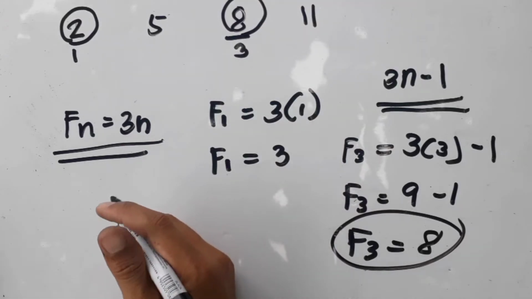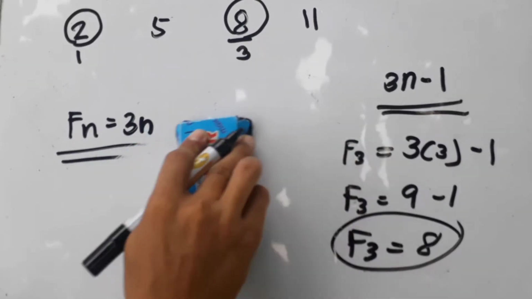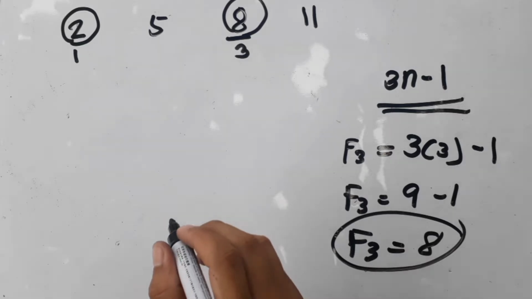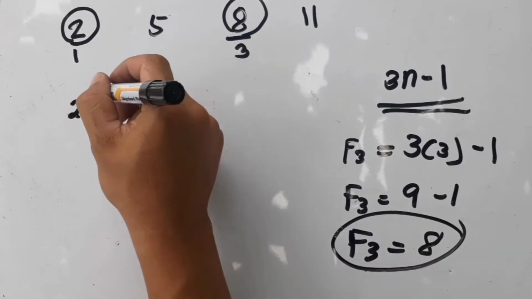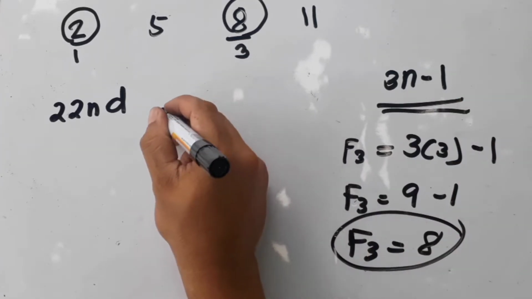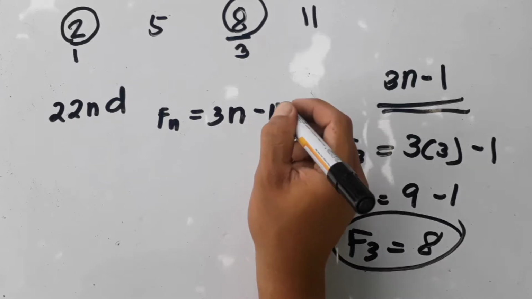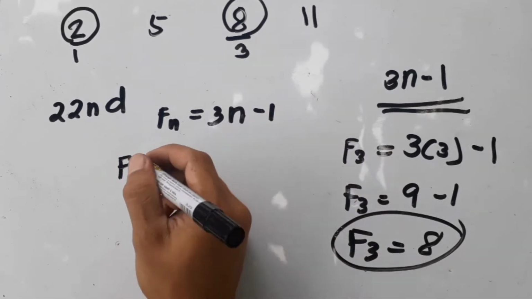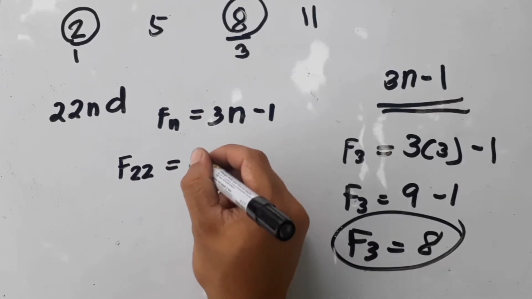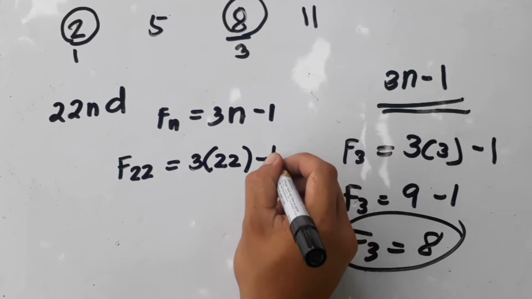And then we are going to find a specific term in this sequence. So we will try to find the 22nd term for this sequence. So we will use this formula. So we have f sub n equals 3n minus 1. So we have f sub 22 is equal to 3 times 22 minus 1.